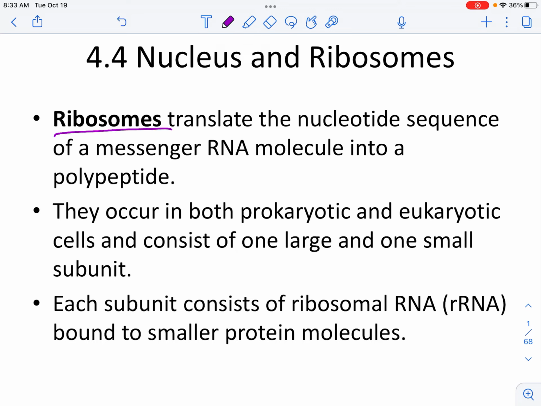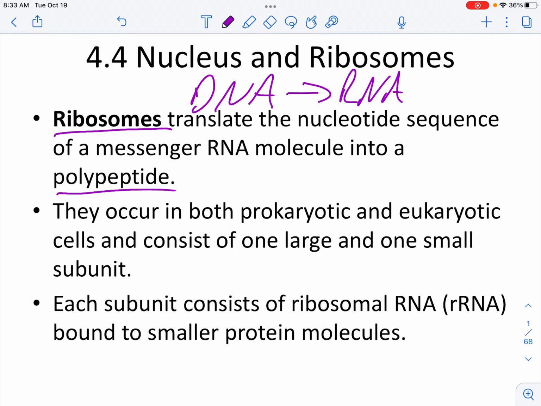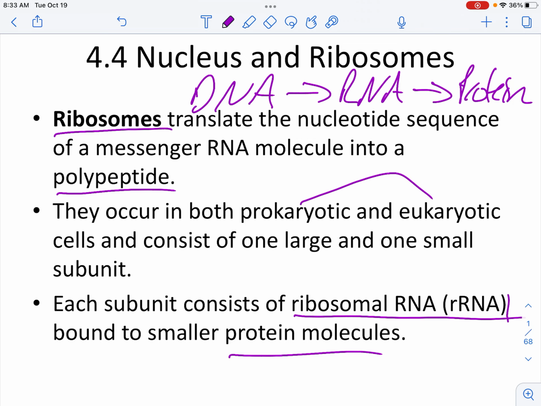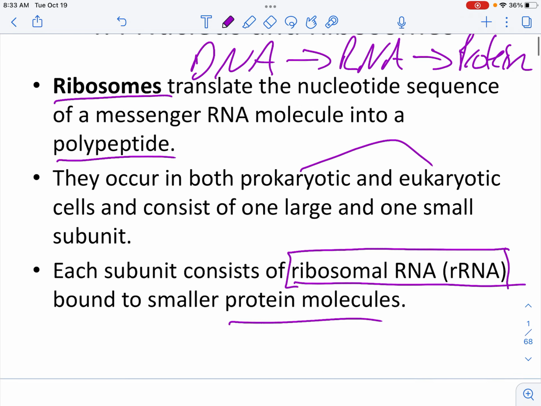So ribosomes translate the nucleotide sequence of a messenger RNA molecule into a polypeptide. That's a protein. And so remember, the central dogma is DNA is converted into RNA by the process of transcription, and then that's made into our protein, which is translation. Okay, so ribosomes are protein manufacturing factories. They occur both in prokaryotic and eukaryotic cells, and they consist of protein molecules and ribosomal RNA. So they consist of both.